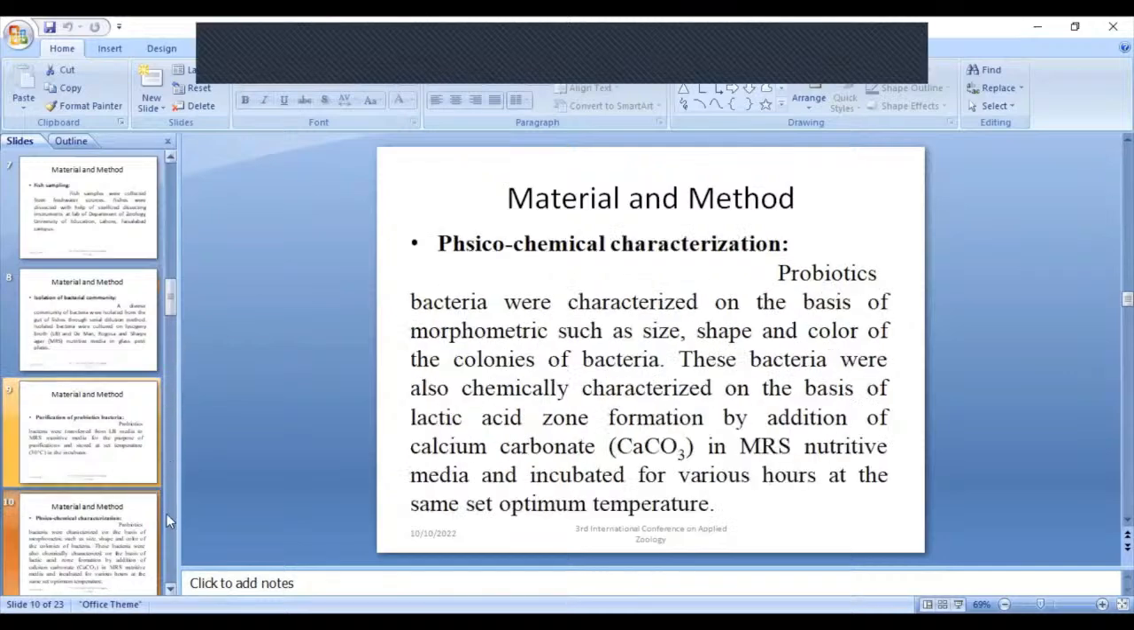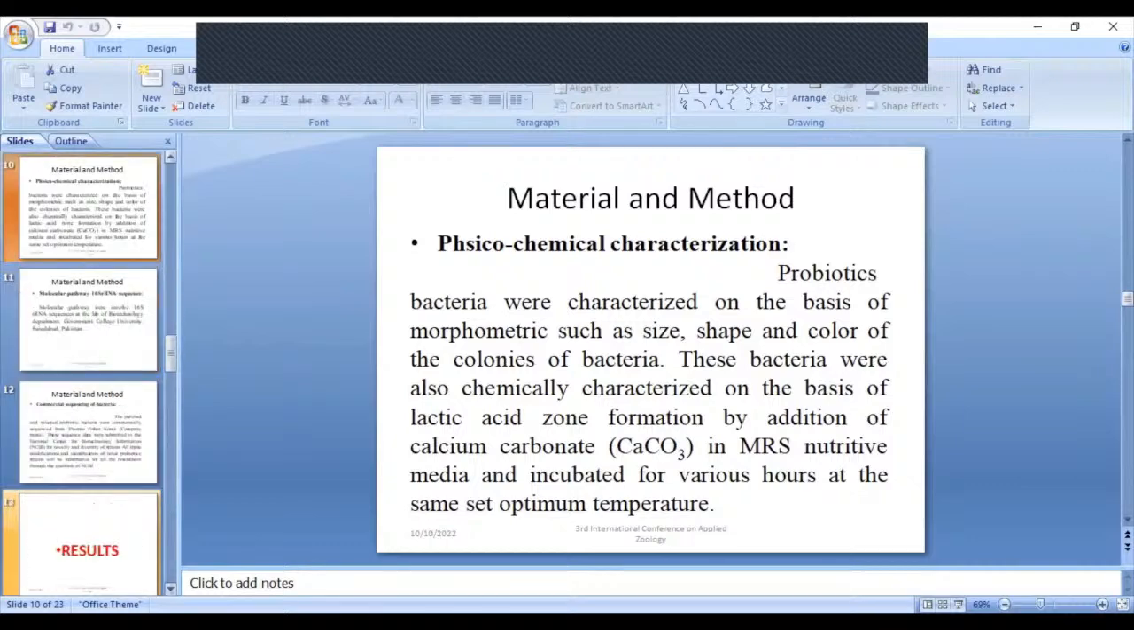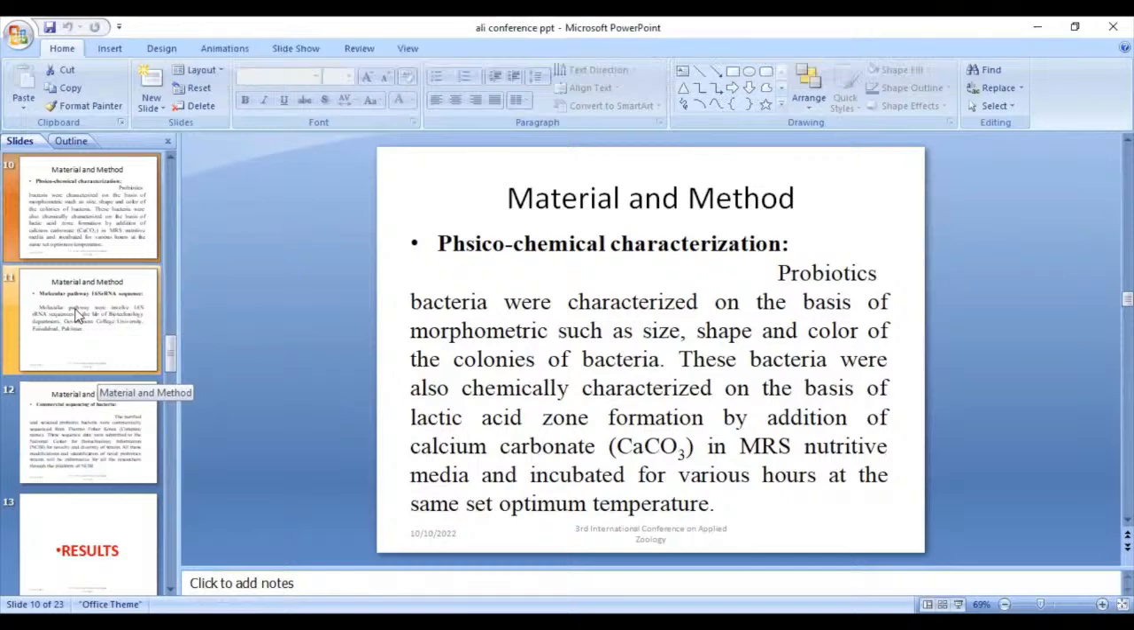Physiochemical characterization. Probiotic bacteria were characterized on the basis of morphology such as size, shape, and color of the colony of bacteria. The bacteria were biochemically characterized on the basis of lactic acid zone formation by addition of calcium carbonate in MRS nutrient media and incubated for various hours at the same set optimum temperature.